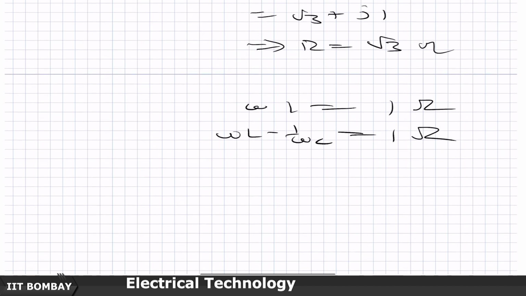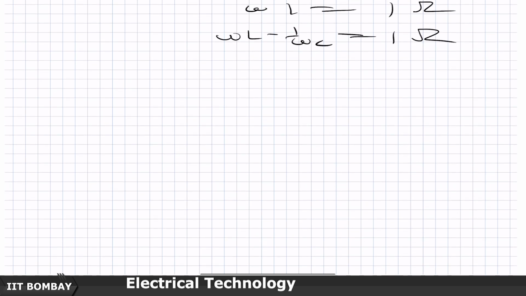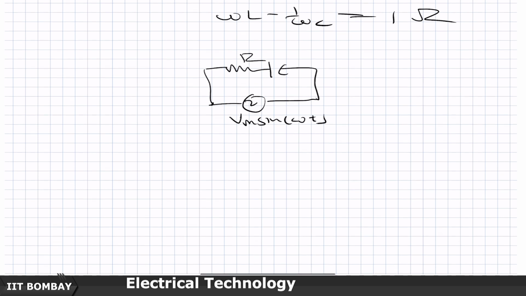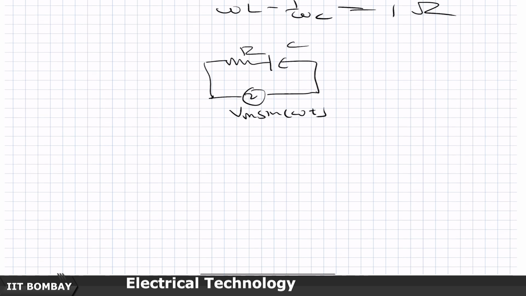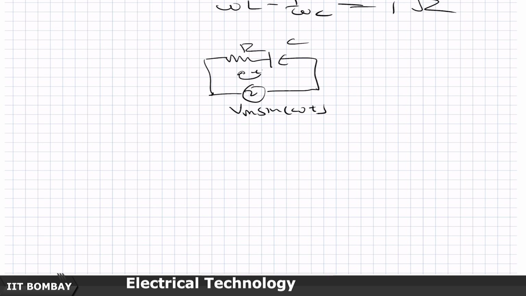Now let us take an RC circuit. Again, I am only interested in the sinusoidal response. I am going to write it now again as Vm sine of omega t. This is capacitor C, this is the current I. So my equation is going to be R times i of t plus 1 by C integral from minus infinity to t of i of tau d tau is equal to Vm sine of omega t.